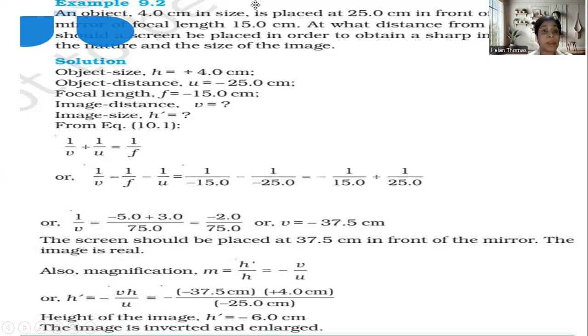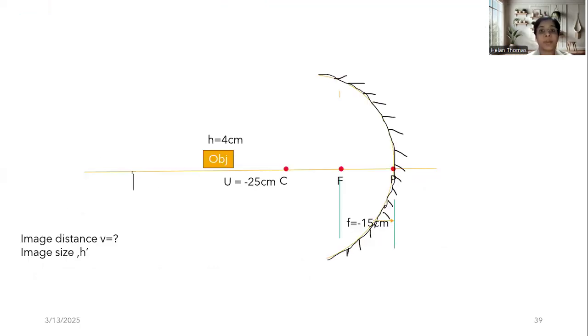So you have a concave mirror here, and you have an object of given height 4 centimeter. It is placed at 25 centimeter away from the concave mirror. So u is minus 25, and the focal length is given as minus 15. Why minus? Again, the focal length of the concave mirror will be in front of the mirror. So f is minus 15. We have to find the image distance, which is v, and also the image size h prime.